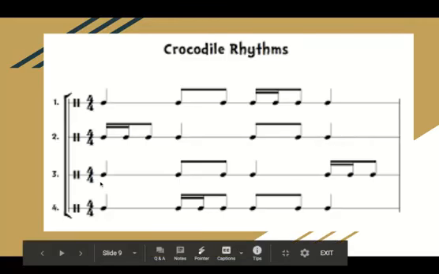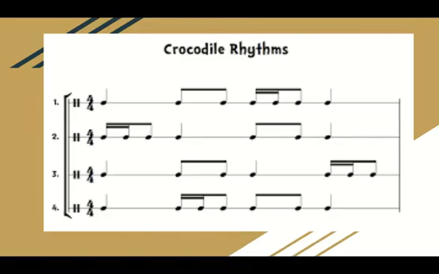Line 3 puts the crocodile at the very end on the 4th beat. One, two, line 3, ready, go. Ta, ti, ti, ta, crocodile, ta, ti, ti, ta, crocodile.